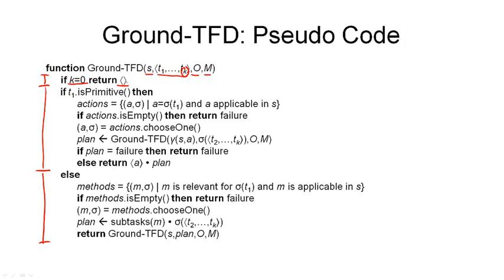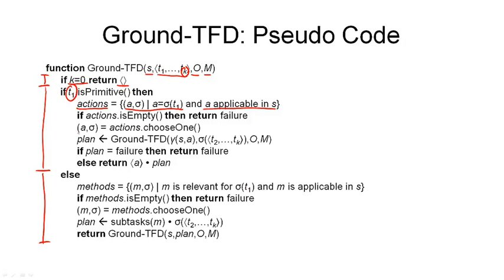Then we're dealing with the case where t1 is primitive. That means there must be an operator that has the same name as this task, and that means there must be actions that are instances of this operator and that have the same name as the task instantiated with some substitution sigma. And these actions may be applicable in our state S. So we're only looking at actions that are applicable in our state S. And that's what we do here. We compute the set of actions that are unifiable with our first task, t1, and are applicable in S. And that's the set actions here. If this set is empty, then there is no way to accomplish this primitive task, and that means we can return failure or we go back to the nearest backtrack point.